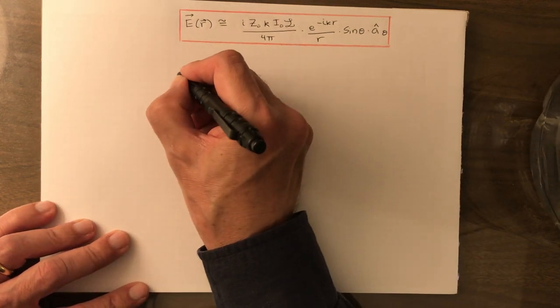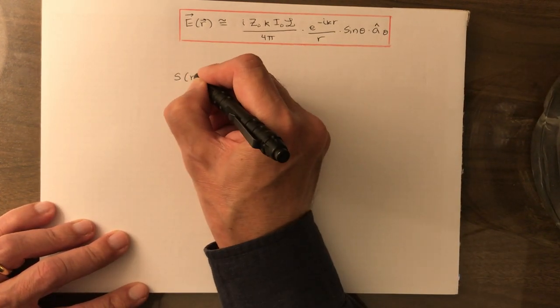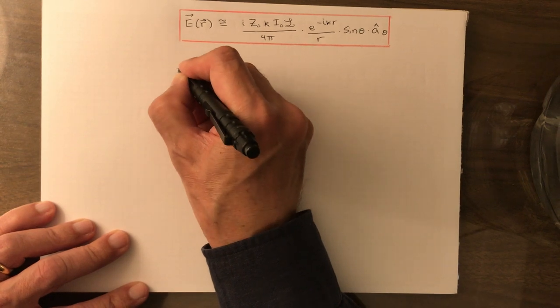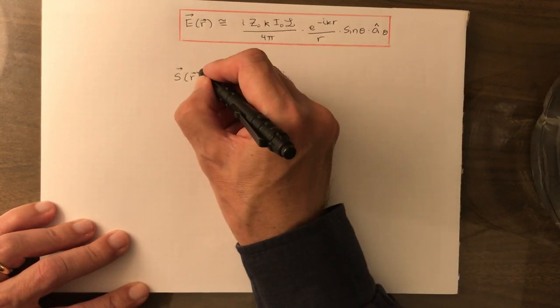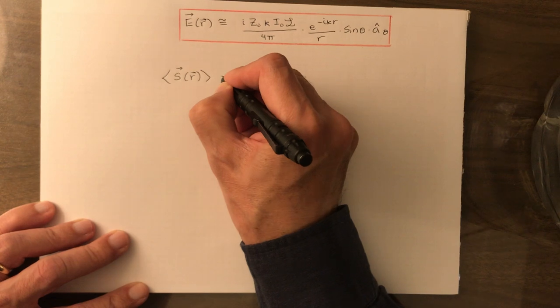Now we go on to our Poynting vector, which is our final step. We're going to look at the average of the Poynting vector.